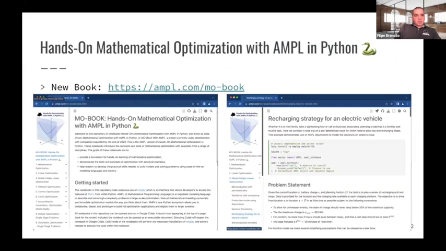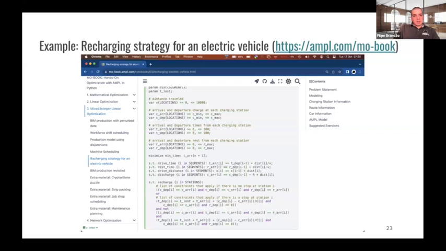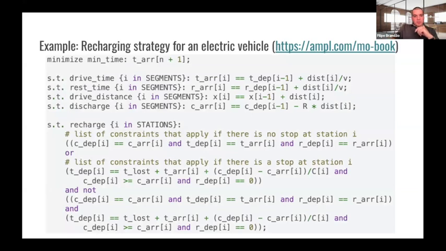Then another resource is MO Book. Contrary to Colab, which is kind of random and people can just contribute, in here it is a more organized set of examples, organized according to different categories: linear optimization, mixed integer, network, convex, conic, under uncertainty, robust, stochastic, all of that grouped into different chapters. One particular example in there is this notebook that I really like, the recharging strategy for an electric vehicle.